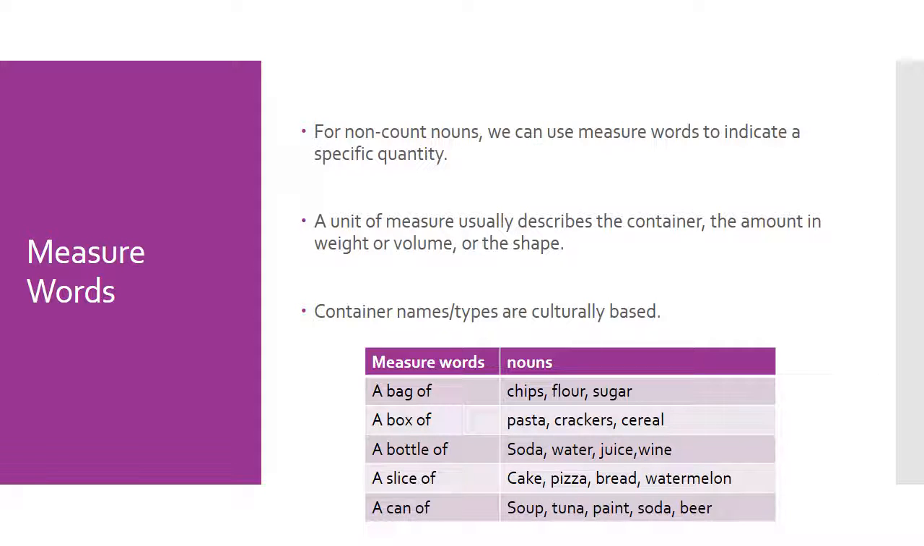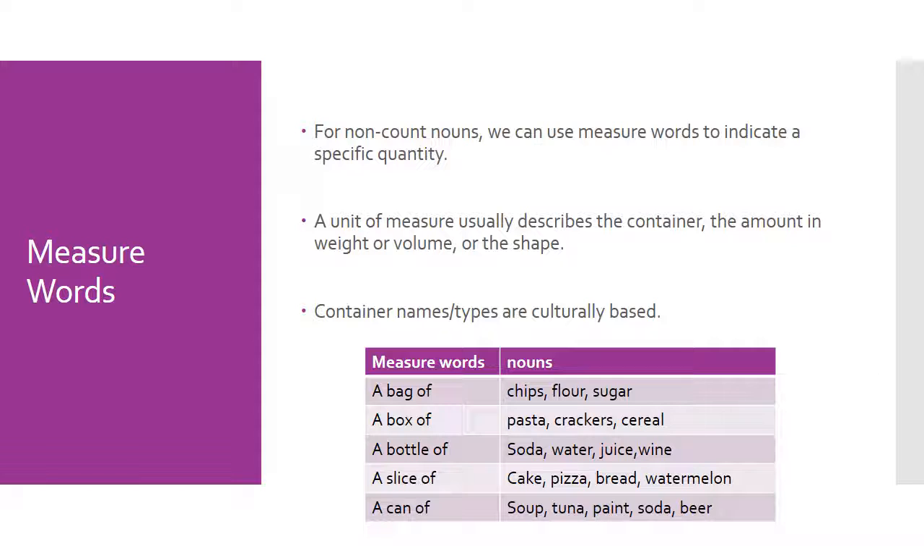On to measure words. When we have non-count nouns, we can use these measure words to indicate a specific quantity, because even though the noun itself is not countable, we might still need to parcel it out. A unit of measure usually describes the container, the amount in weight or volume, or the shape. Container names and types are culturally based.